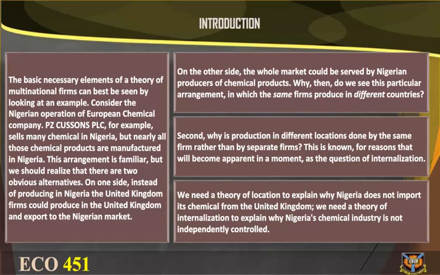Why, then, do we see this particular arrangement in which the same firms produce in different countries? Second, why is production in different locations done by the same firm rather than by separate firms? This is known, for reasons that will become apparent in a moment, as a question of internalization. We need a theory of location to explain why Nigeria does not import its chemicals from the United Kingdom. We need a theory of internalization to explain why Nigeria's chemical industry is not independently controlled.